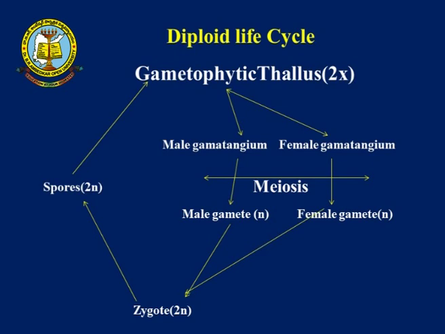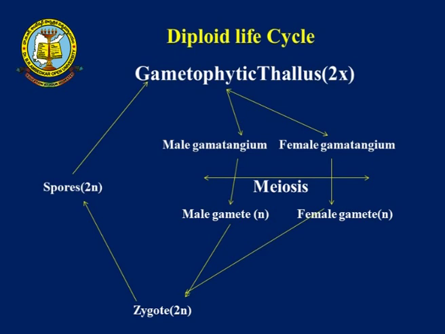Diploid life cycle: here the main thallus is diploid, 2x. In the haploid life cycle it is x, but here 2x. So from the diploid thallus, male gametangium and female gametangium develop like in the haploid life cycle, but here the male gametangium is diploid and the female gametangium is diploid. That is why, before formation of male and female gametes, it undergoes meiotic division. As a result, haploid gametes are formed.